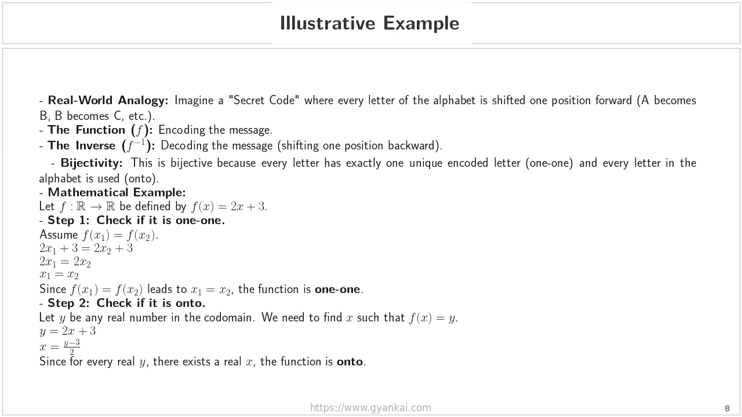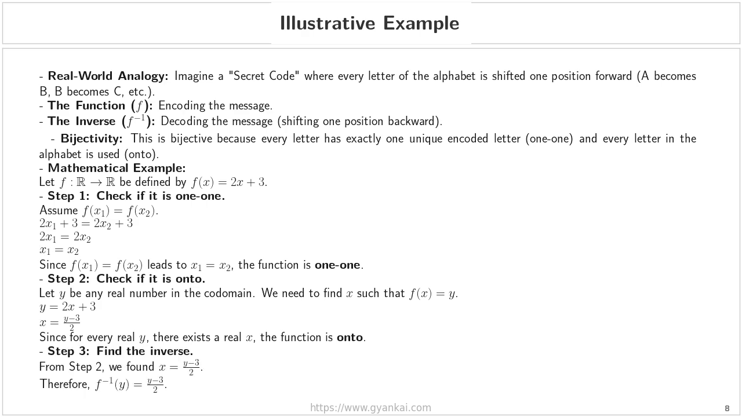Step 2 is to check if the function is onto. We let y be any real number in the codomain and determine if there is an x in the domain such that f of x equals y. Setting up the equation y equals 2x plus 3, we solve for x, subtracting 3 from both sides and then dividing by 2. We find that x equals (y minus 3) divided by 2. Since we can find a real value for x for any real value of y, the function is onto.